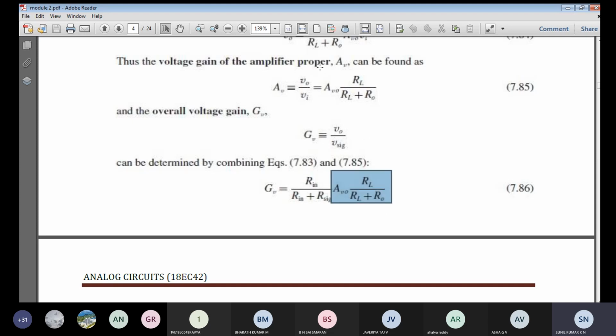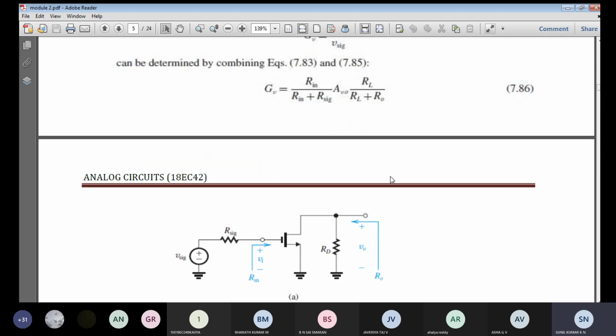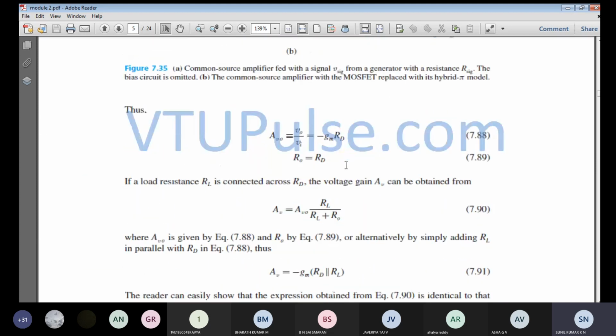So the gain expression for the overall voltage gain will also remain the same as this, because Rin is infinity. Infinity by infinity means this maximum resistance is there and it is not going to have any contribution, so it is a factor of 1. Numerator is the same, denominator is the same, so it gets cancelled and we are left with this expression. So this is nothing but the overall voltage gain. The overall voltage gain as well as the voltage gain of the amplifier proper are both the same. That is what you are going to get.